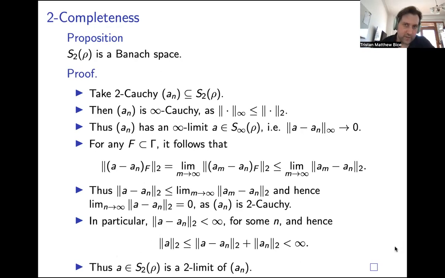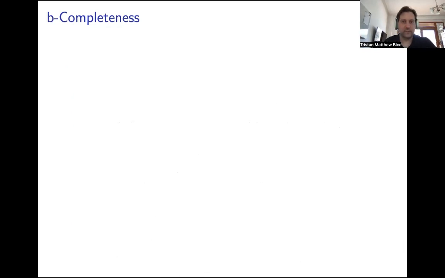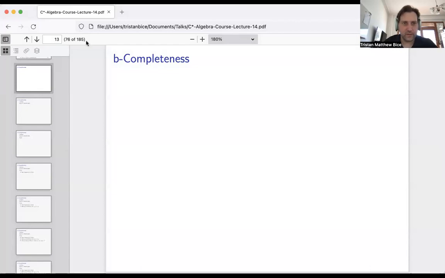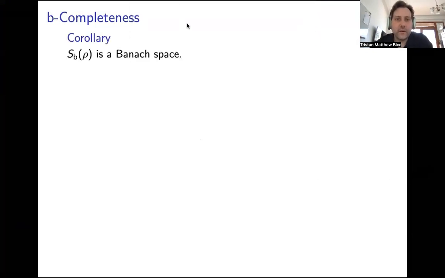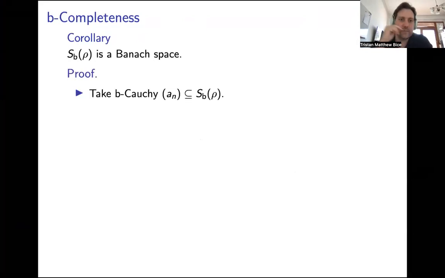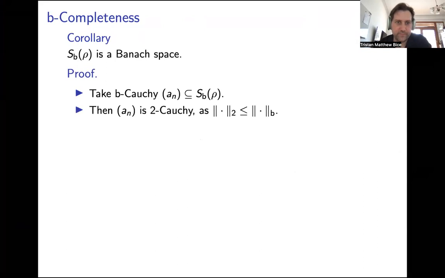And using that, we can now build up to the B norm. So how do we do that? Again, this time take some B Cauchy sequence of sections. All these have finite B norm, and we're claiming that they should converge, that they're Cauchy with respect to the B norm.